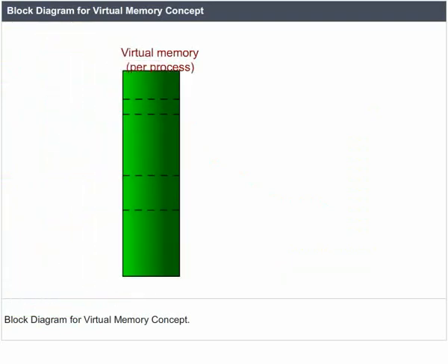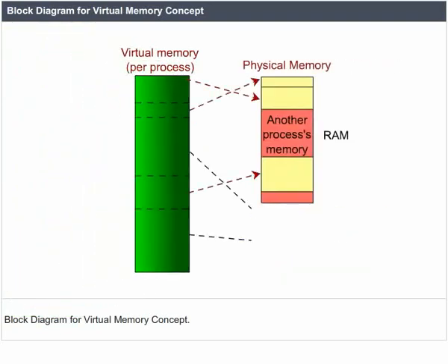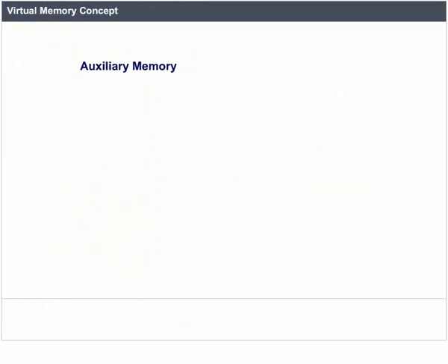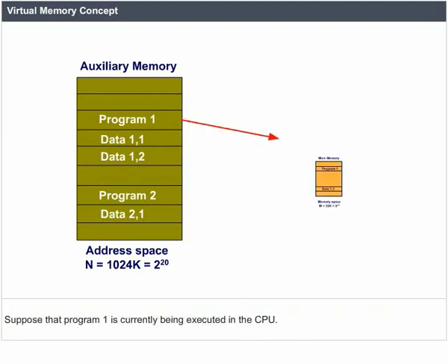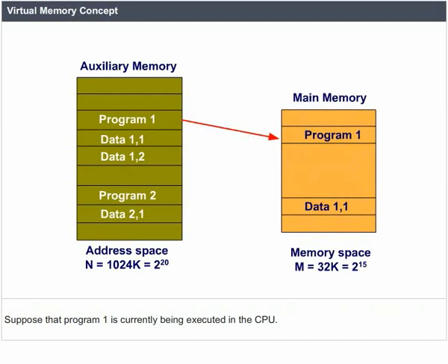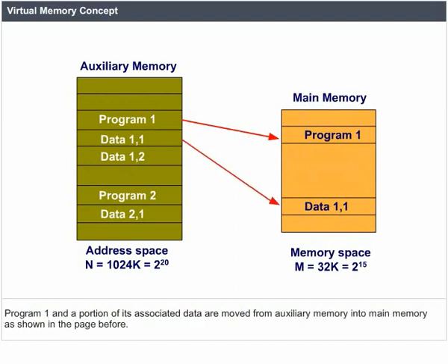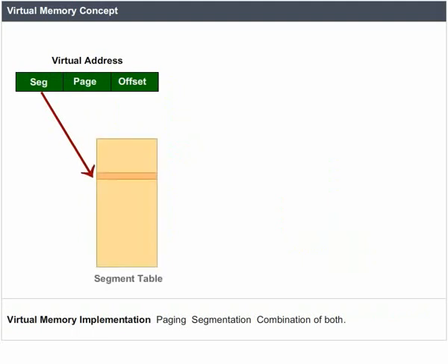Block diagram for virtual memory concept. In a multi-programming computer system, programs and data are transferred to and from auxiliary memory and main memory based on demands imposed by the CPU. Suppose that Program 1 is currently being executed in the CPU. Program 1 and a portion of its associated data are moved from auxiliary memory into main memory as shown in the figure before.